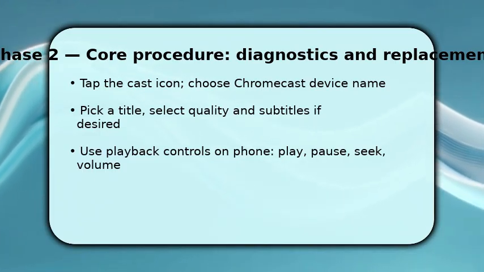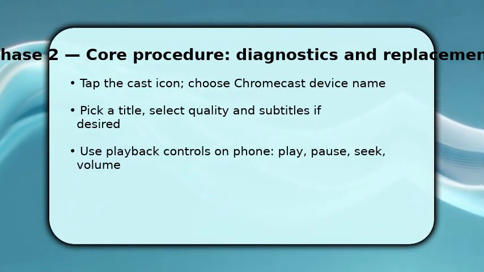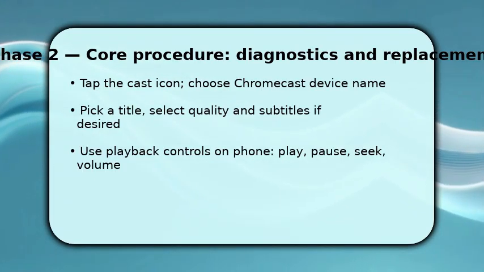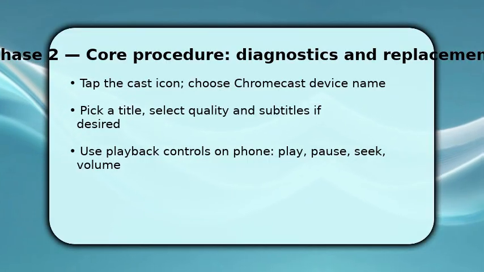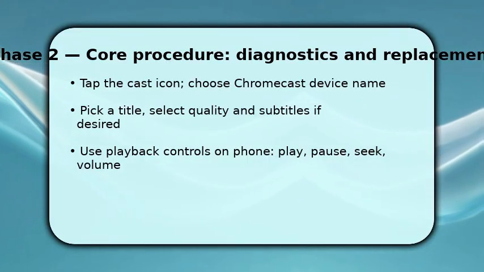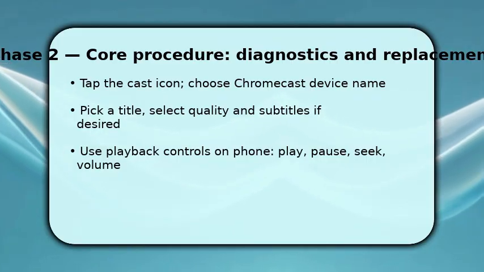Pick the title and choose playback options like quality and subtitles so streaming matches your bandwidth and preferences. While casting, use your phone as a remote for play, pause, seek, and volume. This saves changing TV inputs and keeps the session in your control.